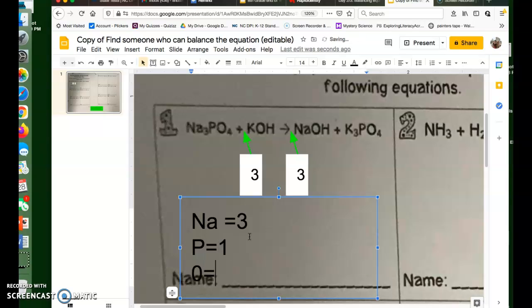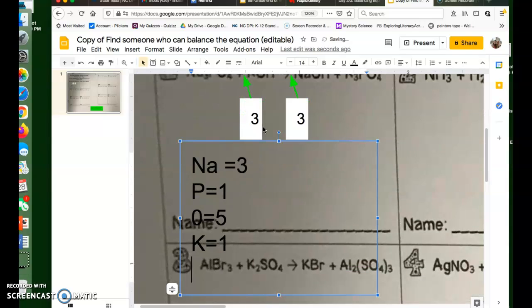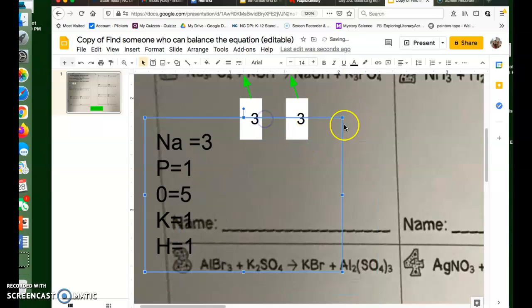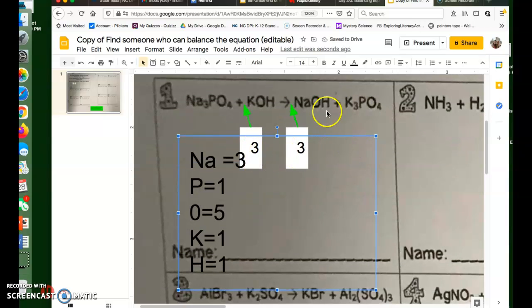O's equal 4, but I have some O's from right here, so I've actually got 5 O's. I've got K equals 1, and H equals 1. And then I do the same thing for the product side, and then I figure out where I'm unbalanced. Then I come in and I try to put some coefficients in here to try and balance the equations out.